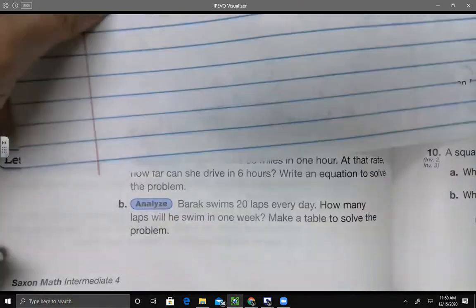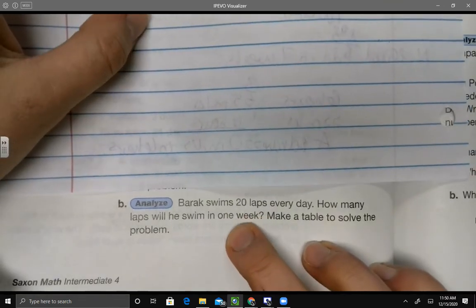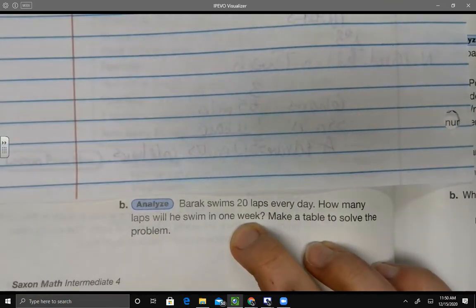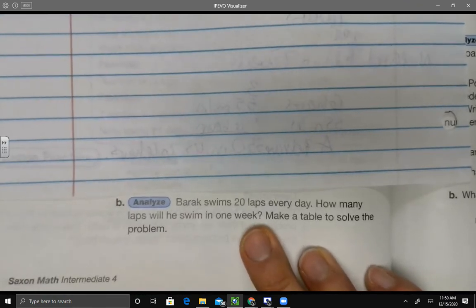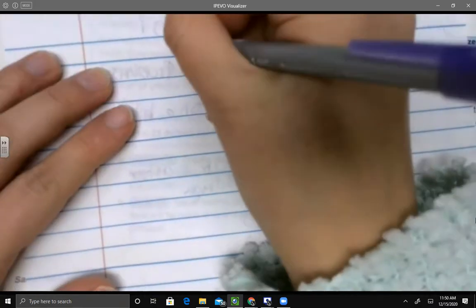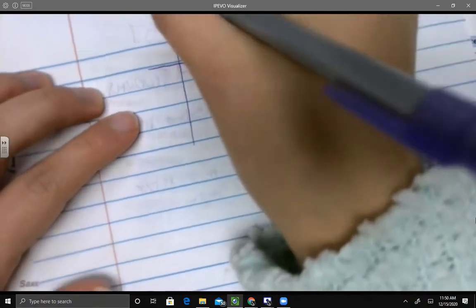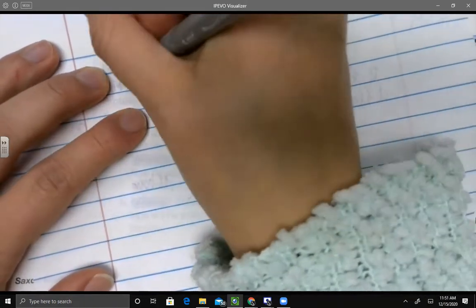All right, we're going to do one more. Barack swims 20 laps every day. How many laps will he swim in 1 week? Make a table to solve the problem now. Before we can figure this out, we have to think about how many days are in a week, right? Oh, it tells us to make a table. So we know that there are 7 days in a week. So on my table, I'm going to make 2 columns. My first column is going to be the days, and my second column is going to be laps.